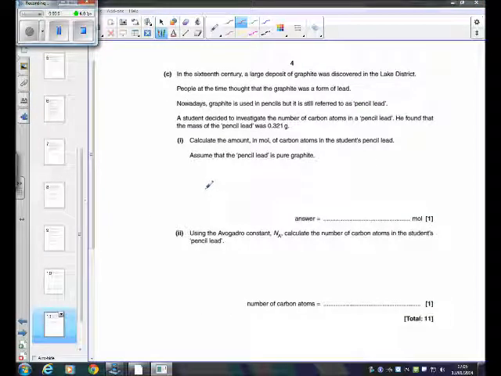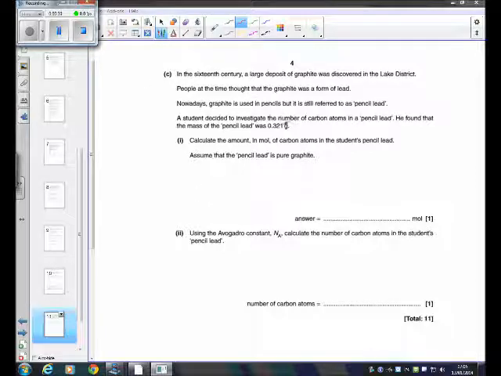So question 1C. In the 16th century, a large deposit of graphite was discovered in the Lake District. People at the time thought that the graphite was a form of lead. Nowadays, graphite is used in pencils but is still referred to as pencil lead. A student decided to investigate the number of carbon atoms in a pencil lead. He found that the mass of the pencil lead was 0.321 grams. So, calculate the amount in mole of carbon atoms in the student's pencil lead. Assume that pencil lead is pure graphite.